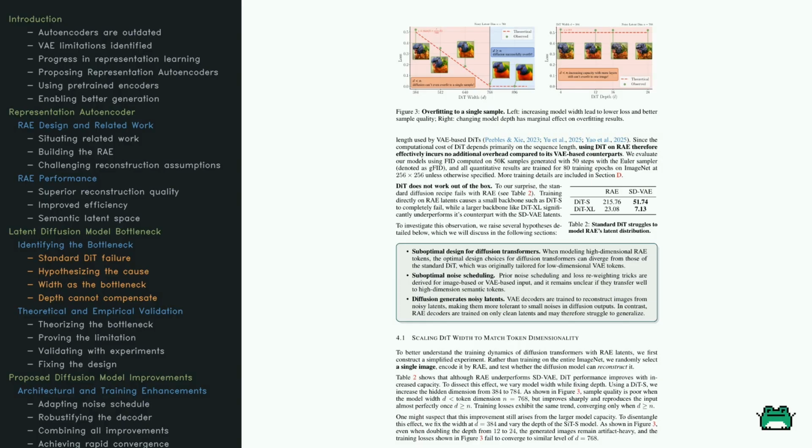The right plot confirms this. They try to cheat the system by keeping the width too small but making the model deeper. It doesn't work. You can't compensate for a narrow bottleneck by adding more layers. The conclusion is crystal clear. The DiT's width must be scaled to match the dimensionality of the RAE's latent space. The standard DiT architecture, designed for tiny 4-dimensional VAE latents, was simply not wide enough for this new, richer 768-dimensional space. This single insight is the key to unlocking the whole problem.